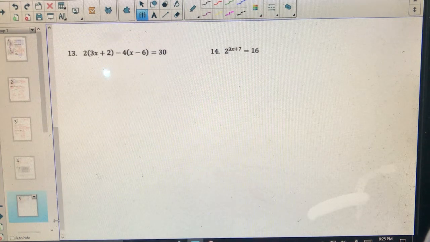Number 13. Take a second to look at it and try and figure out if it's linear, quadratic, or exponential. You need to be able to decipher between them in order to figure out which method to even use. And hopefully, you decided that it was linear. It just has x's in it, no x squareds and no x's in the exponent. However, for this one, it's a little bit of a trickier linear one than number 12 was because I have the distributive property, and I have the distributive property twice.